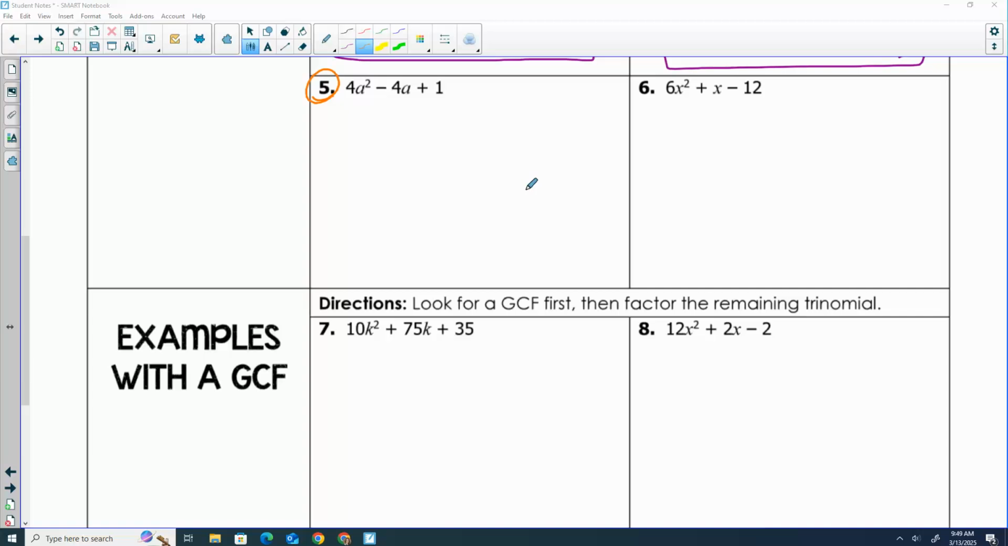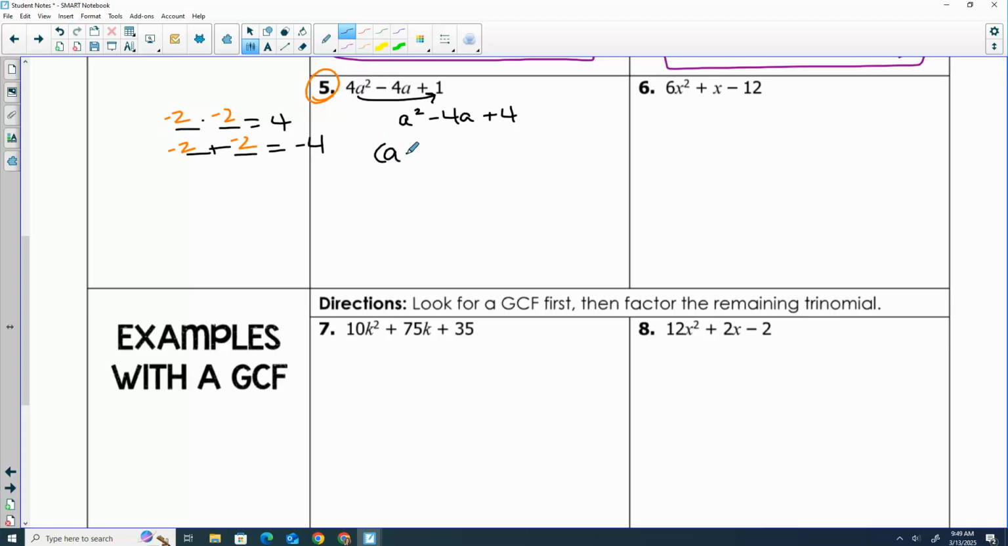Anything divide all three of these? No. So then we do slip and slide. So we're going to slide this 4 down. Now I'm asking myself, I need two numbers that multiply to positive 4 and add to negative 4. What would they be? Negative 2 and negative 2. Okay, negative 2 times negative 2 is positive 4, negative 2 plus negative 2 is negative 4.